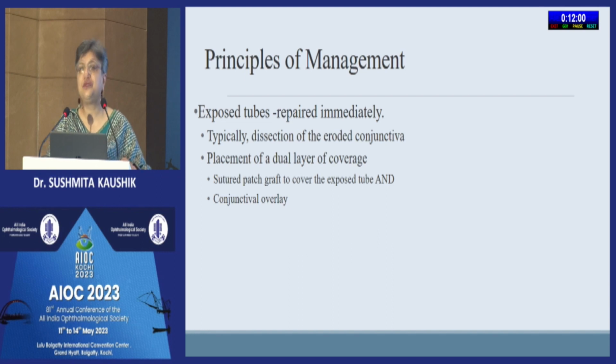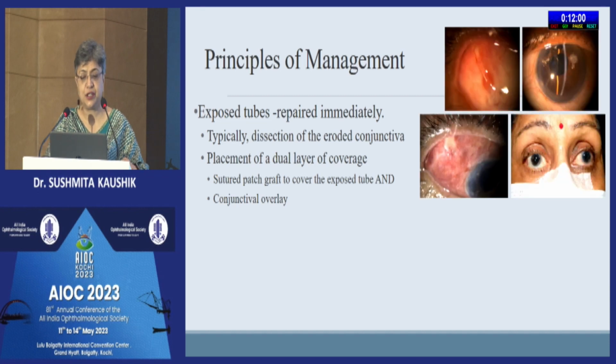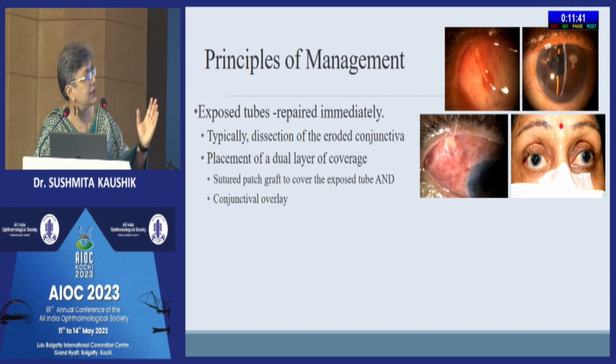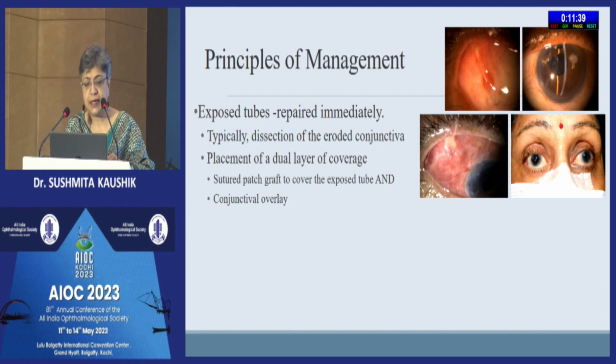There is no wishful thinking that this problem will go away on its own. Typically, it involves dissection of the eroded conjunctiva and placement of a dual layer of coverage, either a sutured patch to cover the exposed tube and a conjunctival overlay. But if you think the conjunctiva is not enough, you might have to use autografts from either the same eye inferiorly or even the other eye. So this is a patient who came with a tube exposure. She received a scleral patch graft over the tube as well as a conjunctival overlay, and this is about a month or two later, and she's all right.